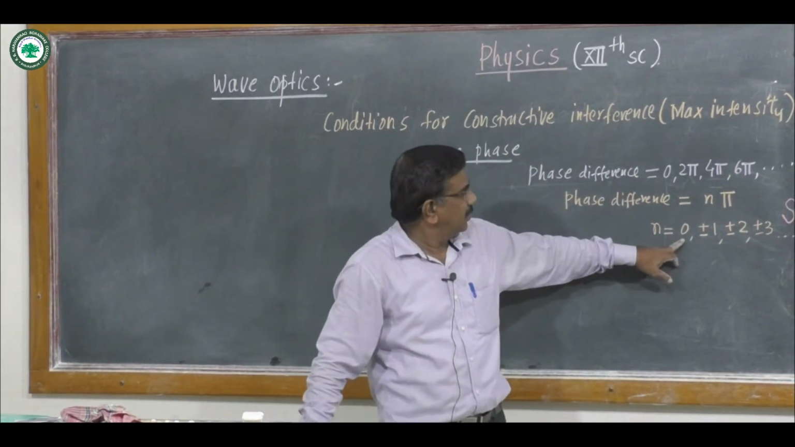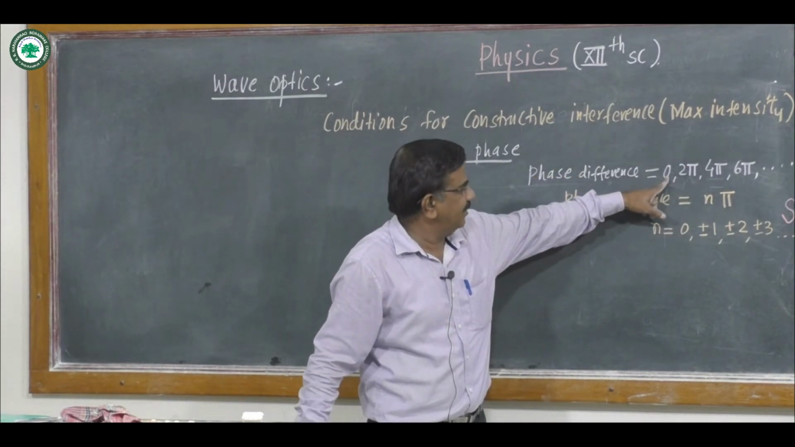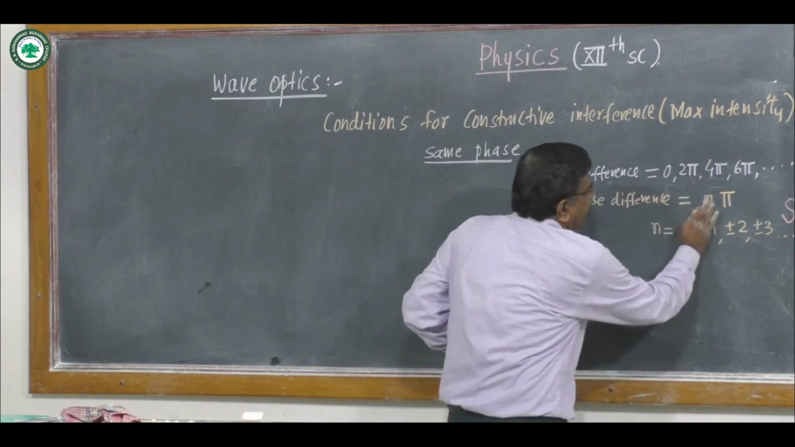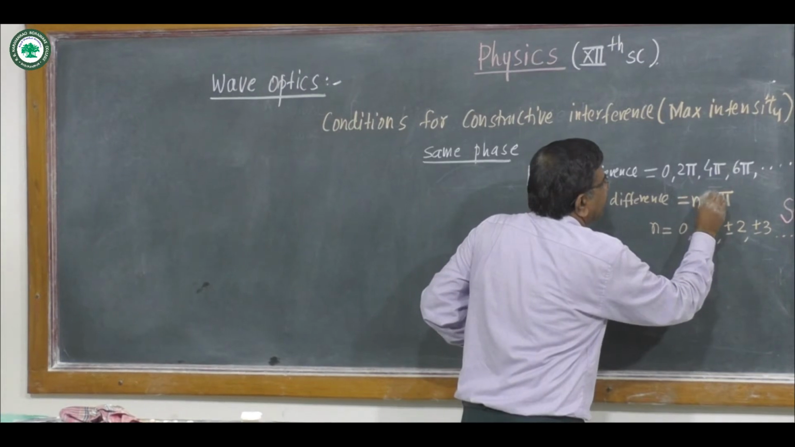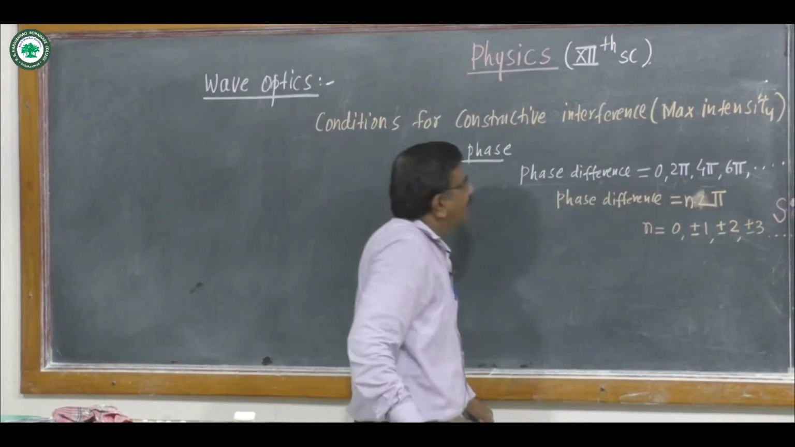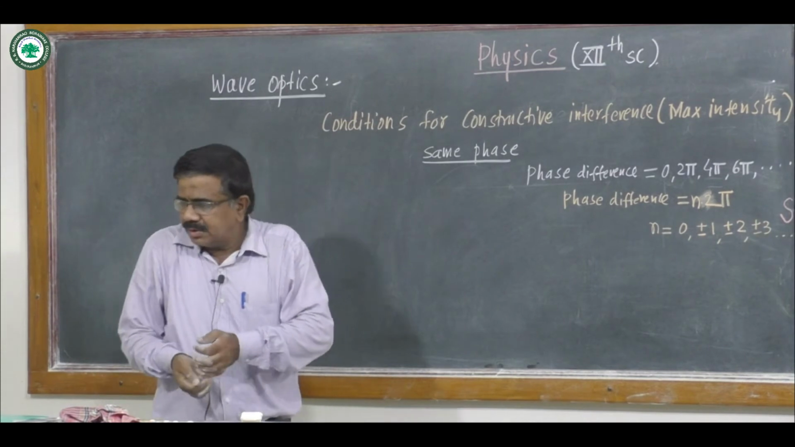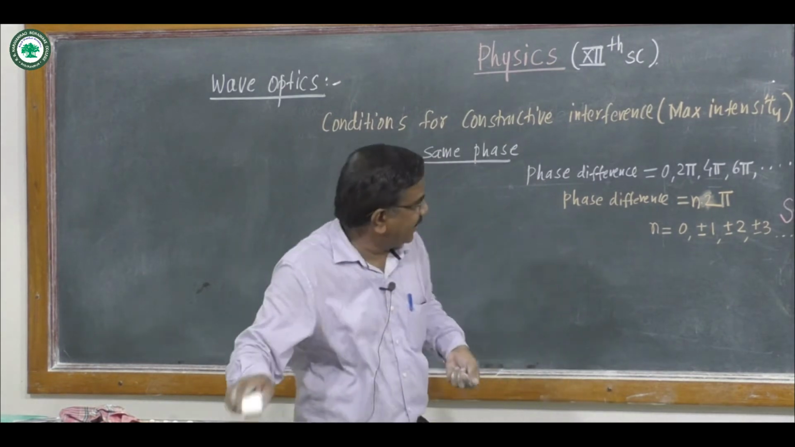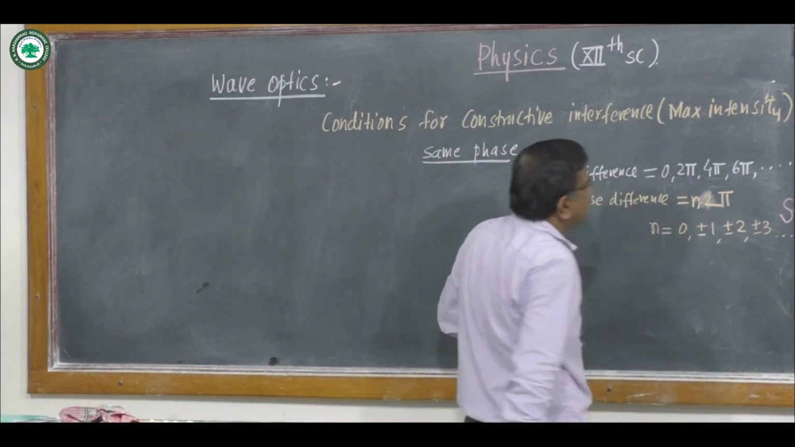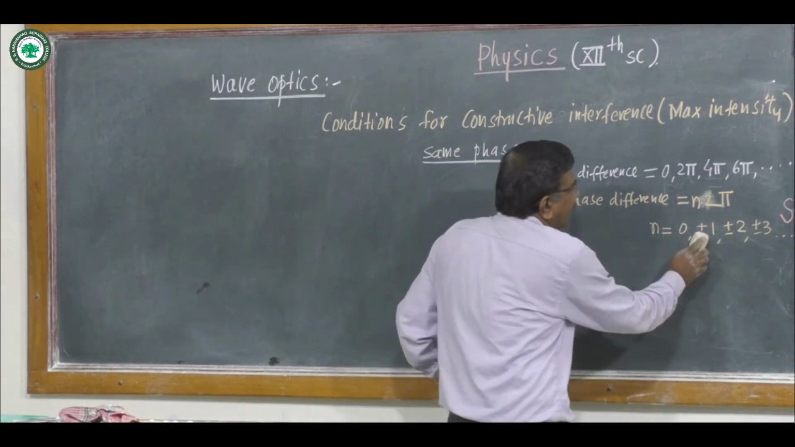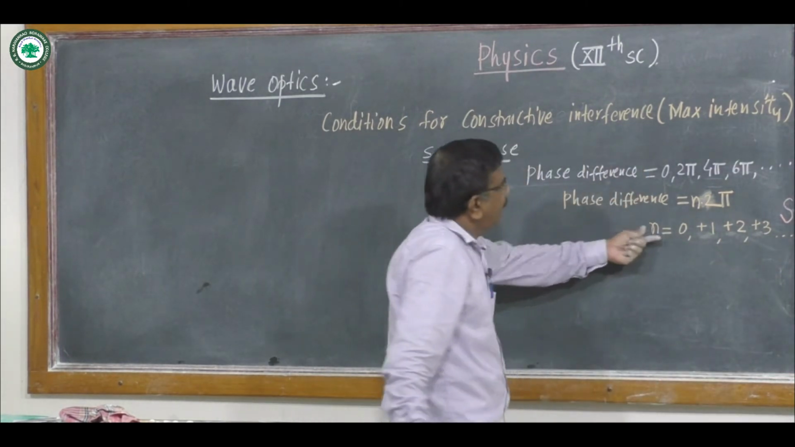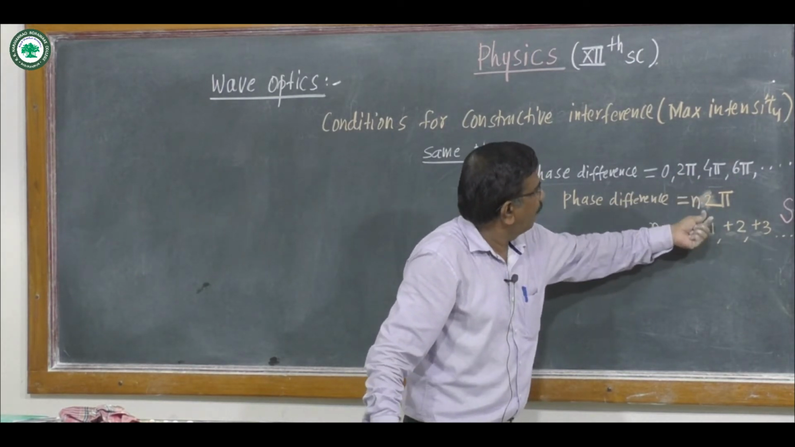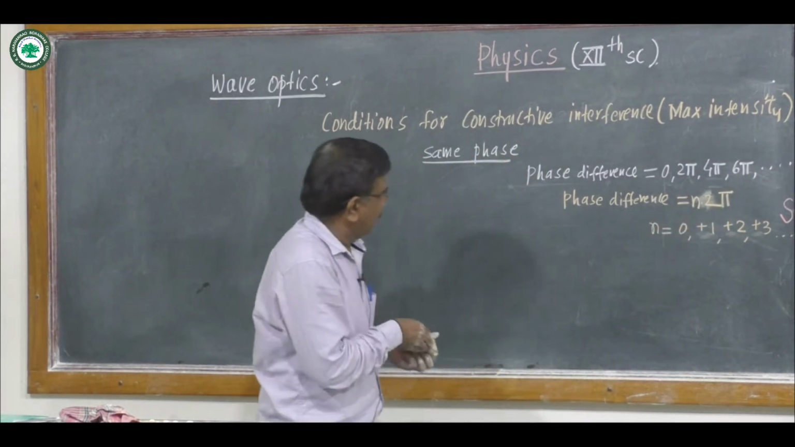If n is 0, phase difference is 0; if n is 1, 2 pi; if n is 2, 4 pi; if n is 3, 6 pi, and so on.